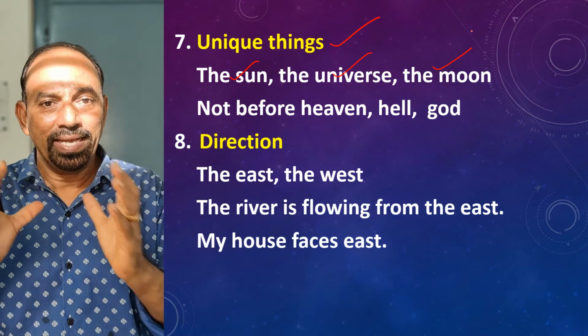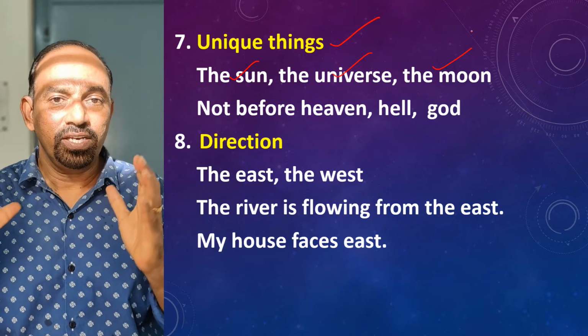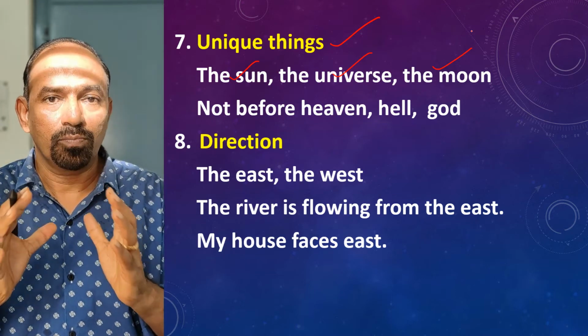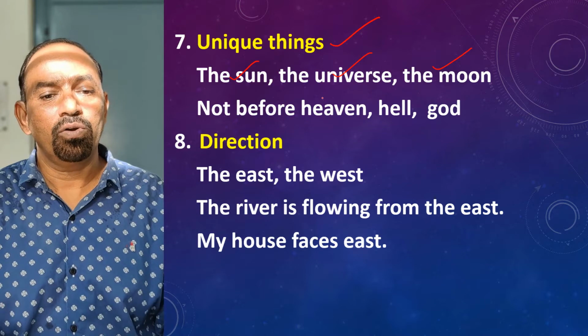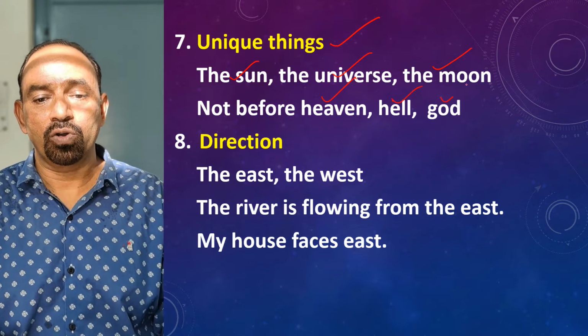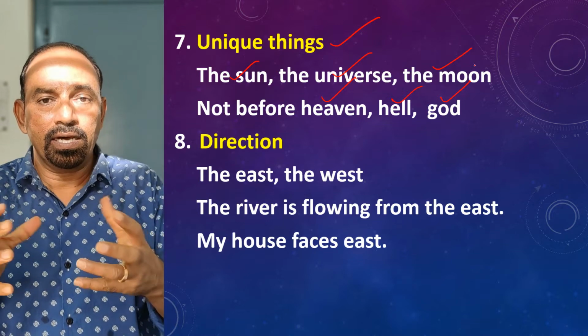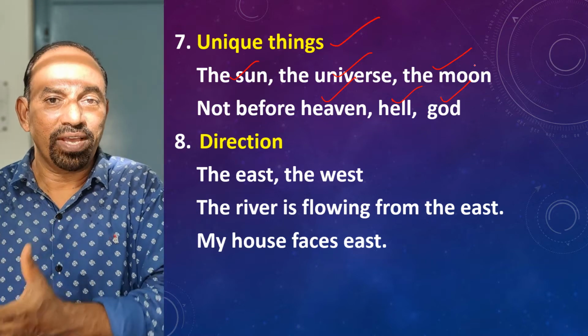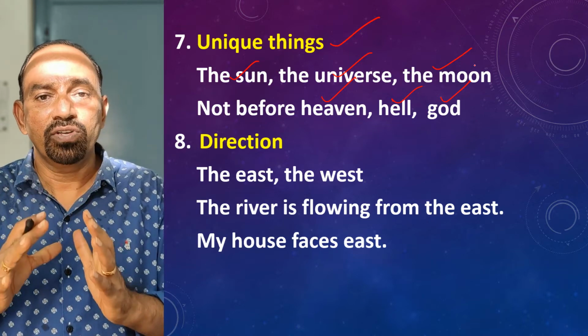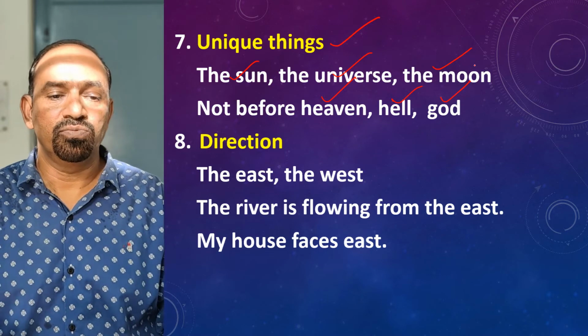What is unique in our universe? We can use them with the support of the definite article, but not before heaven, hell or God, because these are abstract ideas. They do not exist in reality. So we never use "the" before these words.